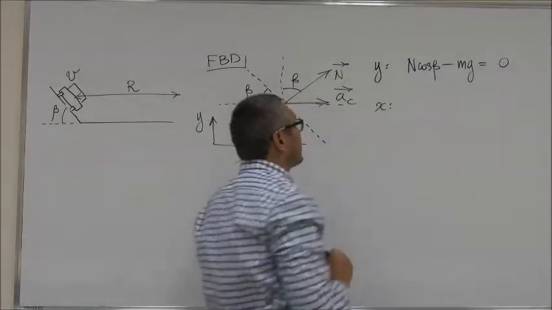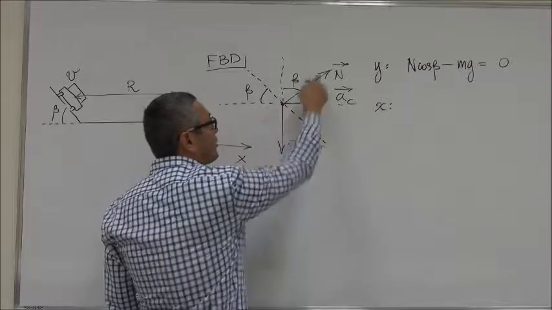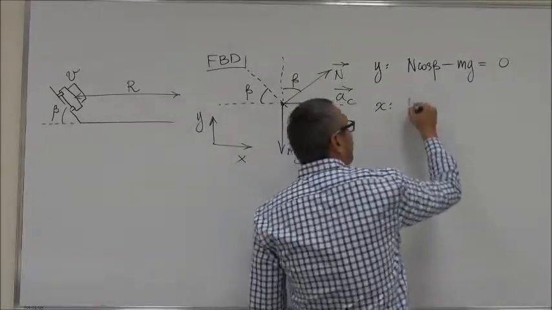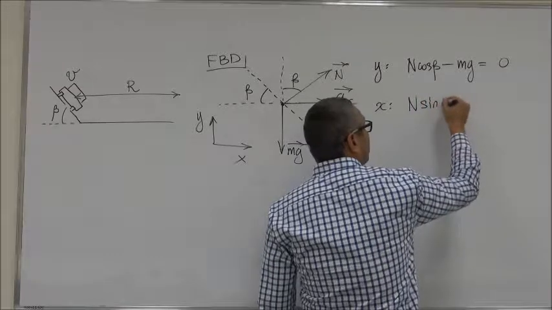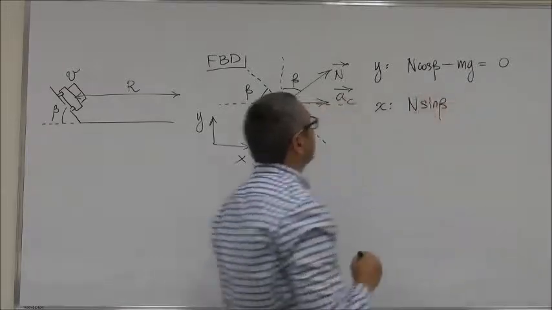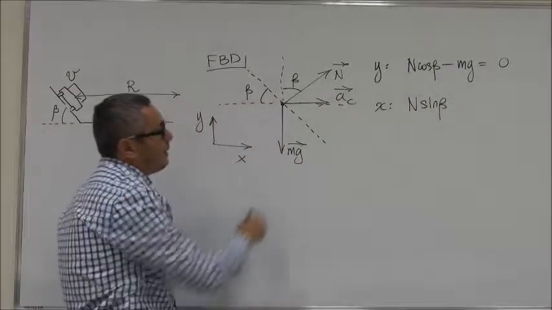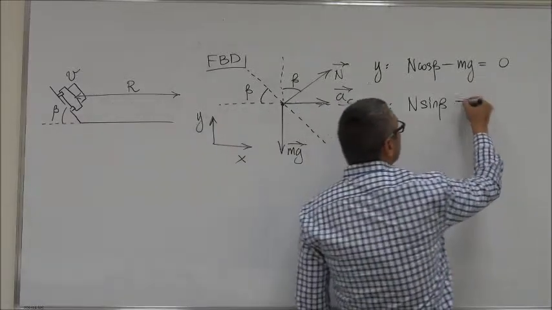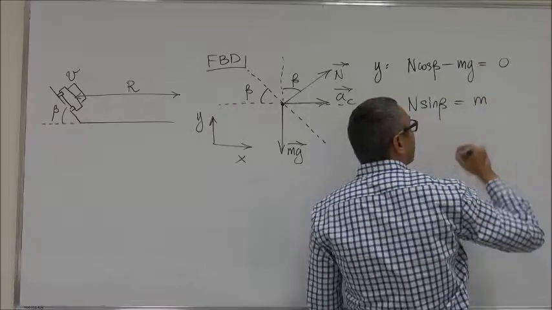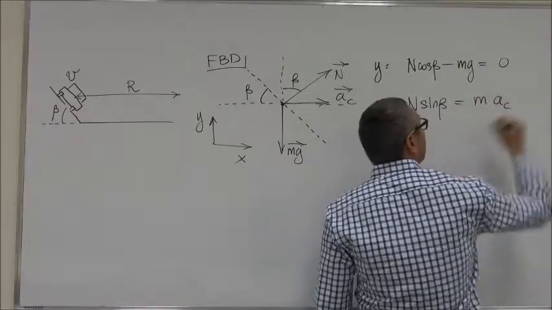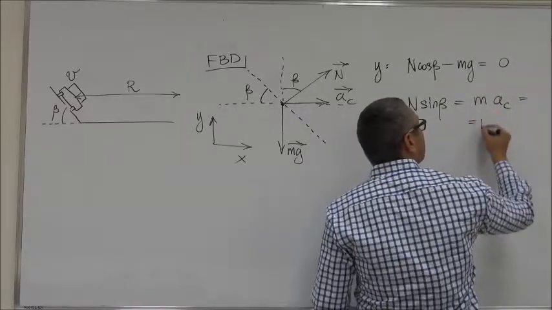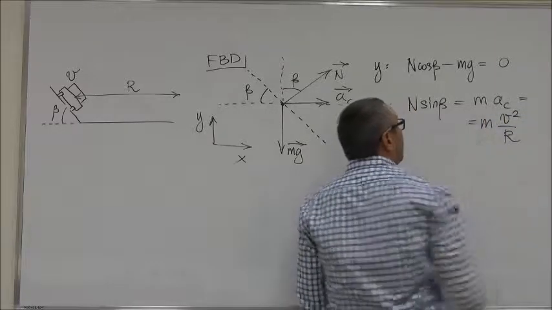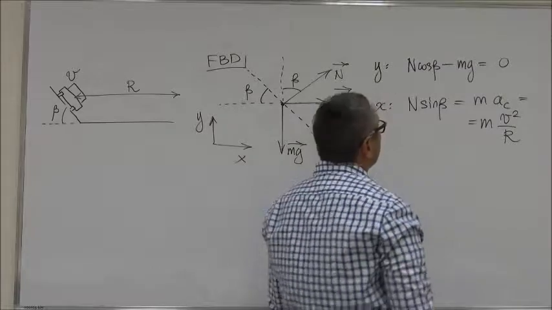Now for the x axis, we have normal times sine of beta, and it goes with a positive sign, as it's pointing in the positive x direction, so n sine beta. And mg has no x component. So this is equal to mass times acceleration a_c, or we can say that this is equal to m times v squared over r. So we have these two equations.